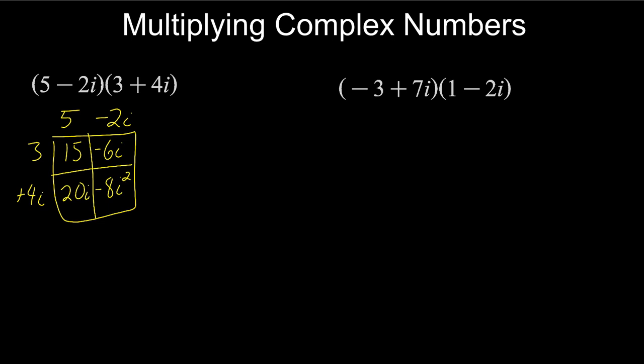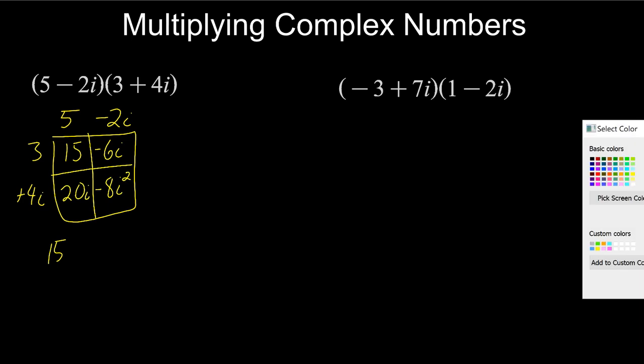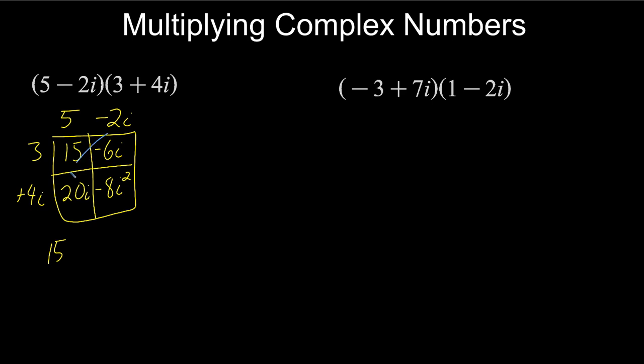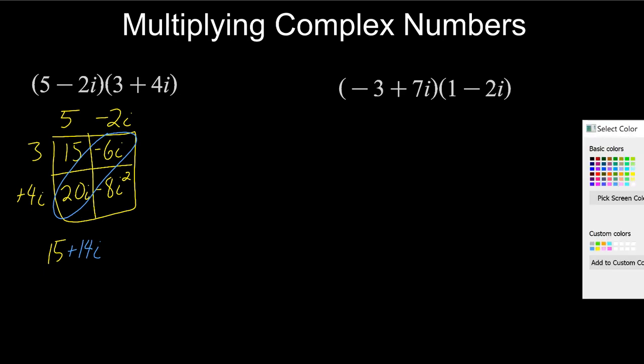So now we need to do a couple things. First off, this 15, we're just going to bring it on out. The second step is we need to take those imaginaries, the diagonal I terms, and combine them. 20i minus 6i is 14i.